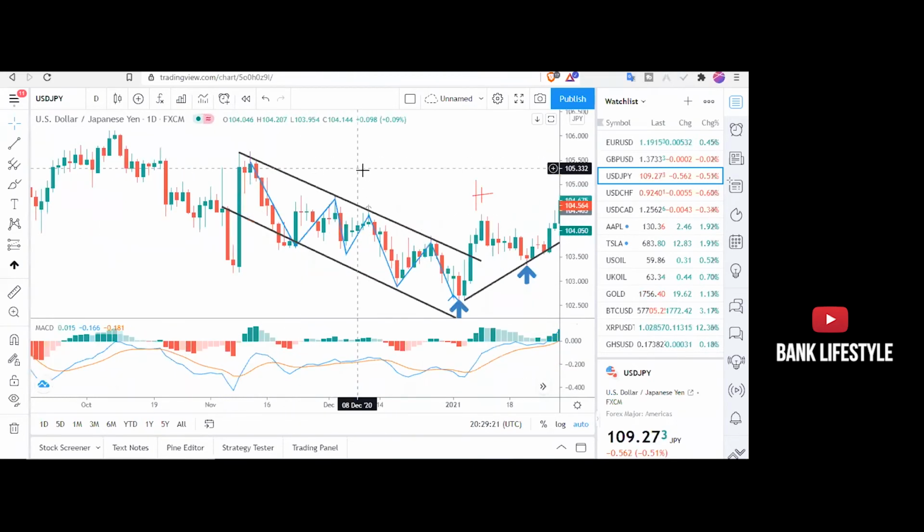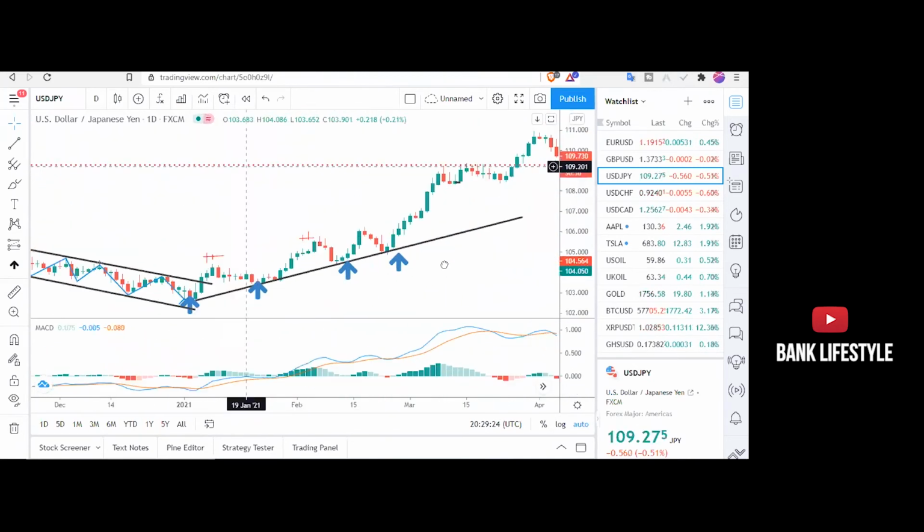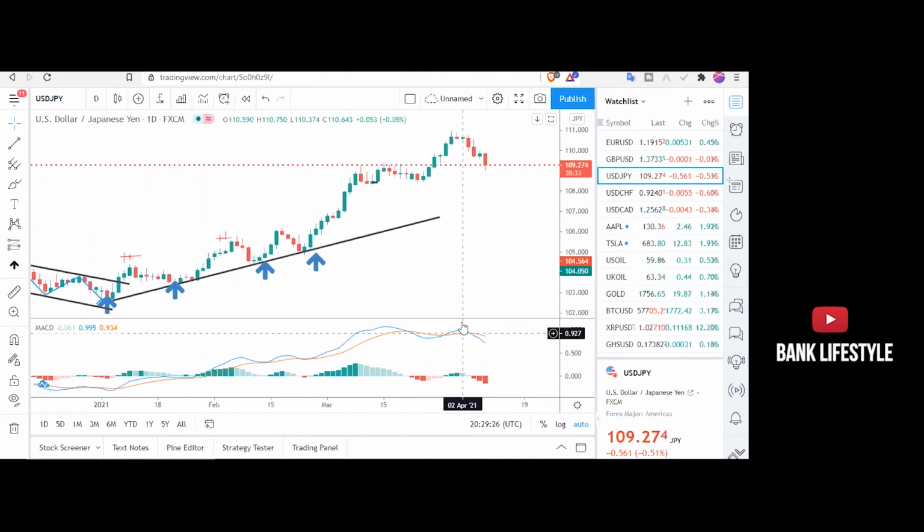So, what should be the focus? What should we look at when we are trading with the MACD indicator? As I said, you should be looking for the crosses, wherever it crosses. Here, it's crosses.